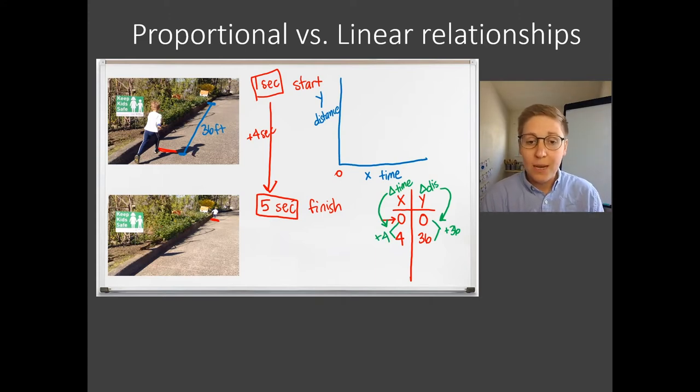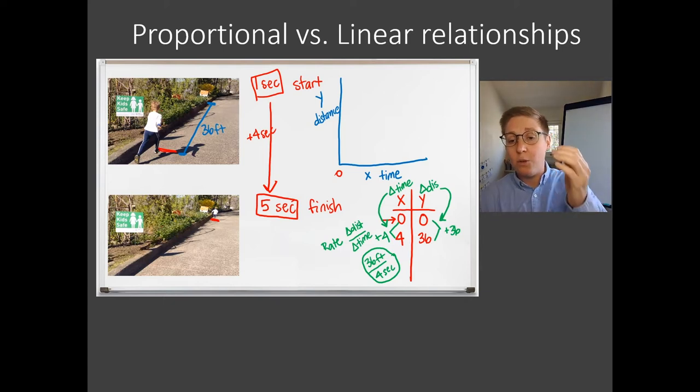So now we can write his rate. His rate was change in distance over change in time. His change in distance was 36 feet, and his change in time is 4 seconds. That is his rate, how fast he is running. Now, I told him to run at a constant speed, which means he does not slow down or speed up the entire time. So that tells us that every single point on that line from start to finish, he's going the same exact speed the whole way.